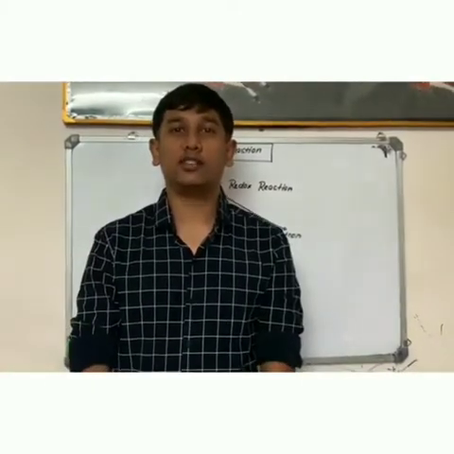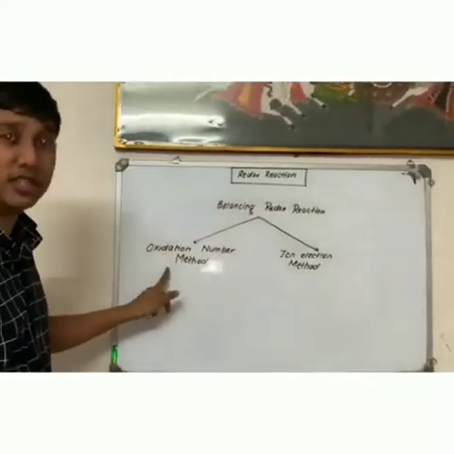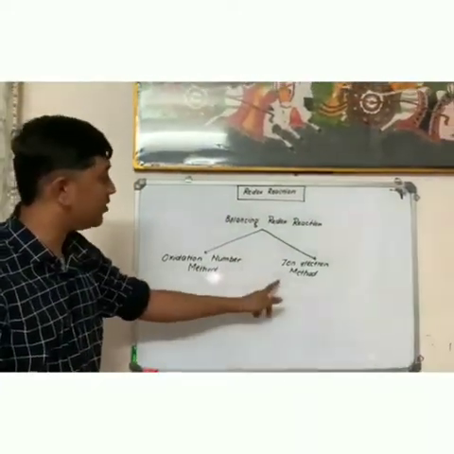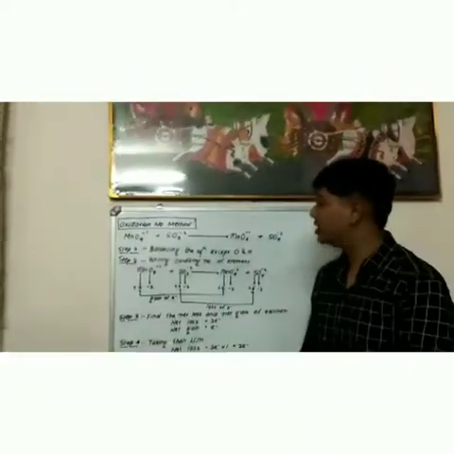How to balance redox reactions. Now there are two ways to balance a redox reaction. The first one is the oxidation number method and the second one is the ion-electron method. Let's first start with how to balance a redox reaction with the oxidation number method.